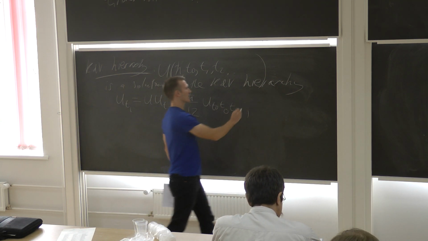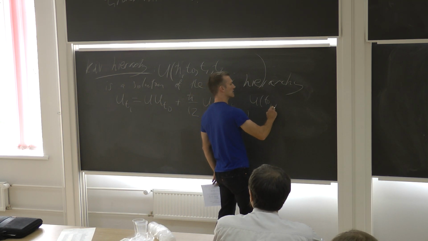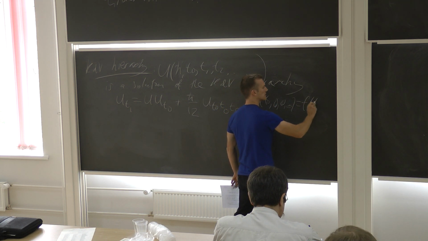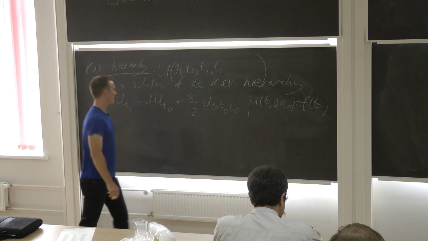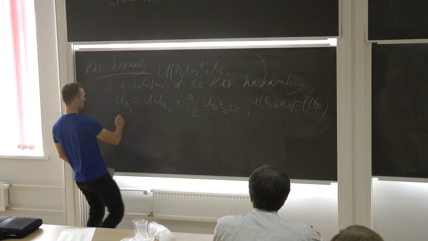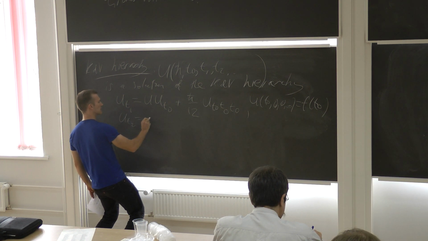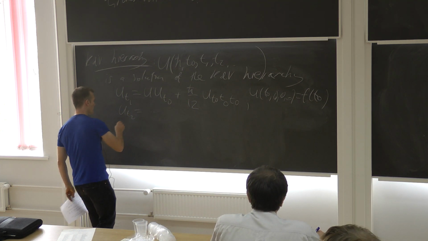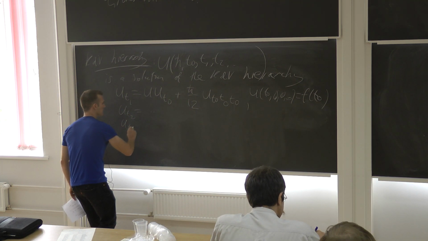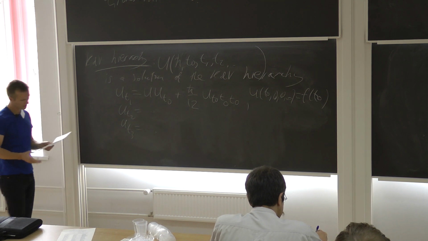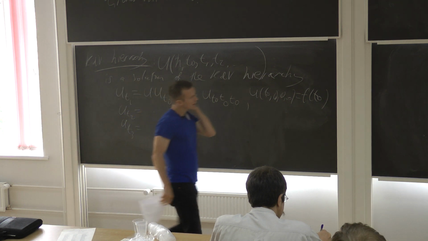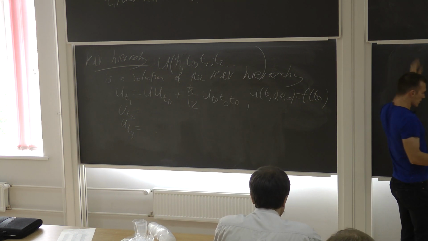Where I start with an initial condition that is just a function of this variable. And it's a hierarchy because I have dependence on the variables t0, t1, t2, etc. And these are going to be further partial differential equations, which I won't write down.